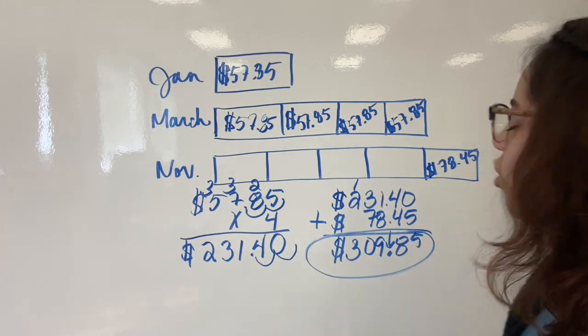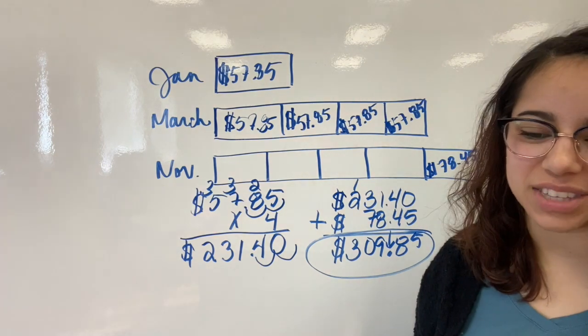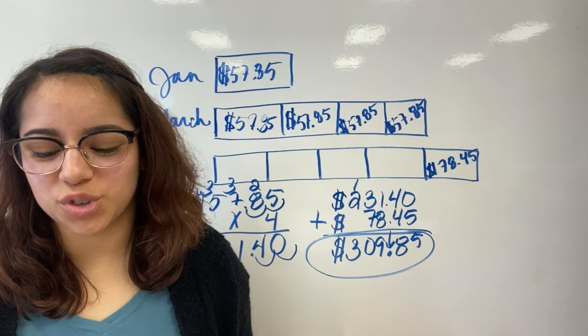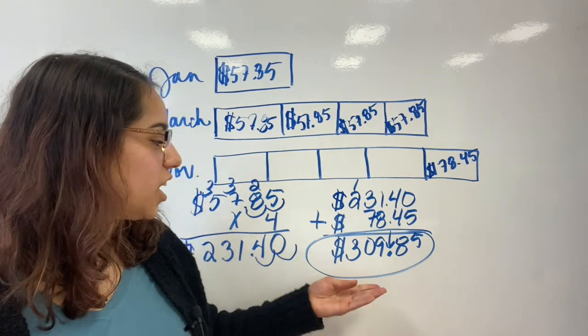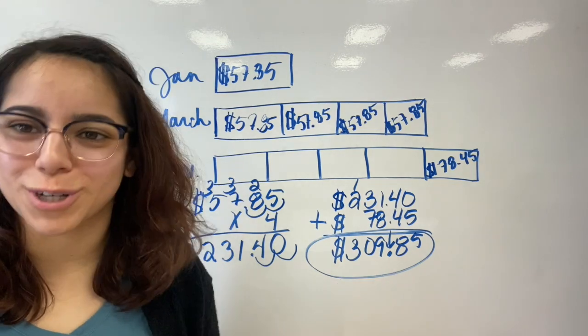Okay, our total that she had in November is $309.85. On the very bottom, it says, so Julie's saving balance will be $309.85. And hopefully your numbers will look nicer than Miss Chacon's are today.